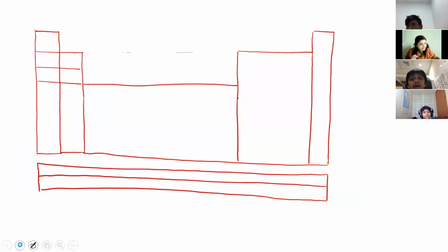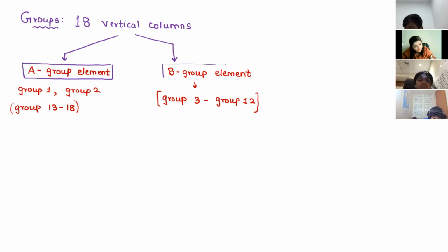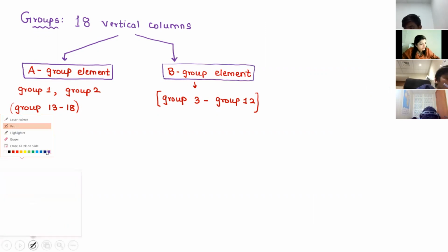So just copy this in your notebook. All 18 vertical columns divided into two groups. A group elements and we have B group elements.